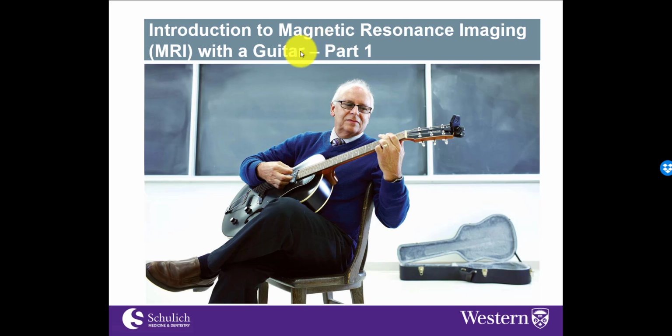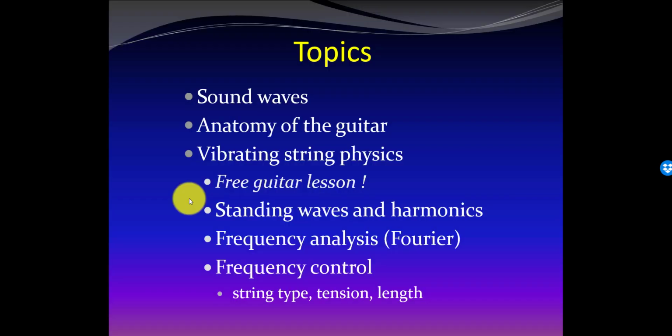So let's begin with part 1 that deals with the physics of the guitar. We will deal with sound waves, the parts of the guitar, the physics of a vibrating string. So in effect, you'll get a free guitar lesson out of this particular section. We'll talk about standing waves and harmonics. We will talk about frequency analysis or Fourier transforms. We will talk about the 3 ways that the frequency of a string is controlled on a guitar by changing the string type, the tension on the string, or the length of the string.